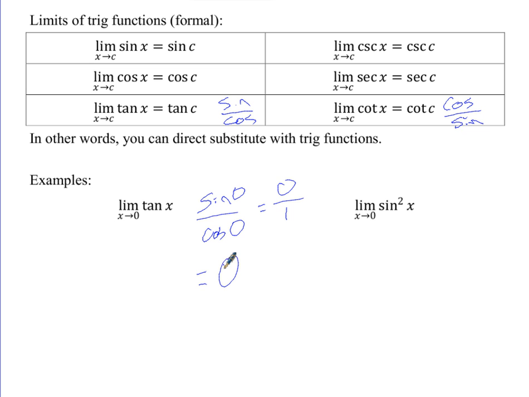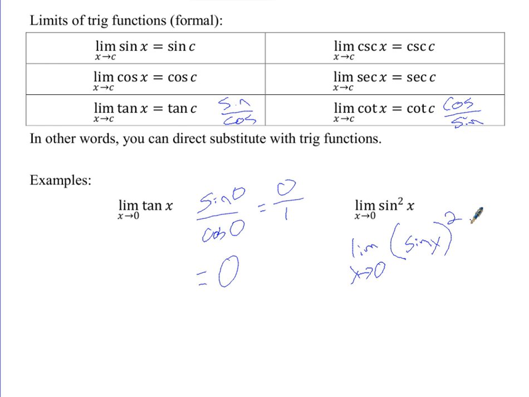Okay, limit as x approaches 0 of sine squared x. First of all, we need to remember what this notation here means. What does sine squared x mean? Yes, it means after you get whatever sine is, then you square it. So I could rewrite this as the limit as x approaches 0 of sine x being squared.